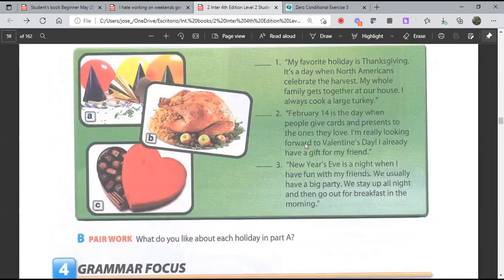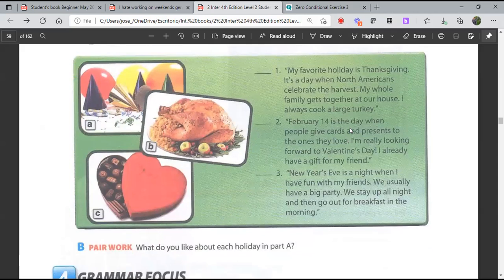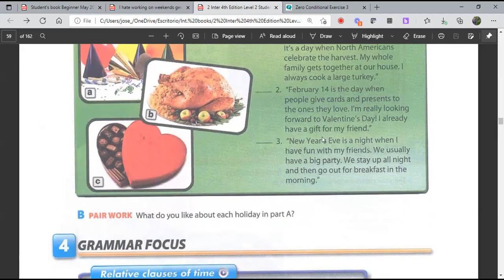If you go back to this reading, you're going to be able to see it. My favorite holiday is Thanksgiving. Thanksgiving is a day when North Americans celebrate the harvest. The next one, February 14 is the day when people give cards and presents to the ones they love. Next one and last one. New Year's Eve is the night when I have fun with my friends.